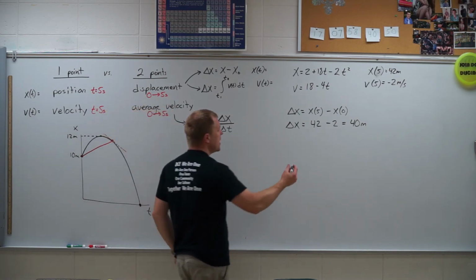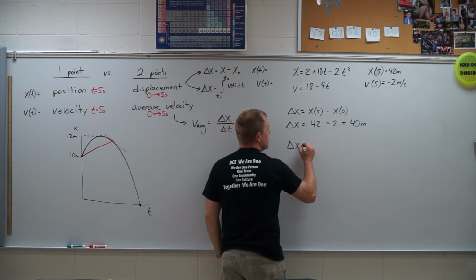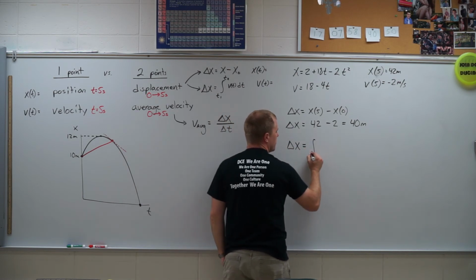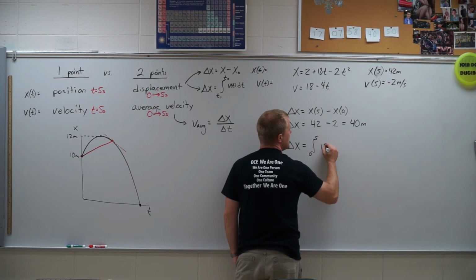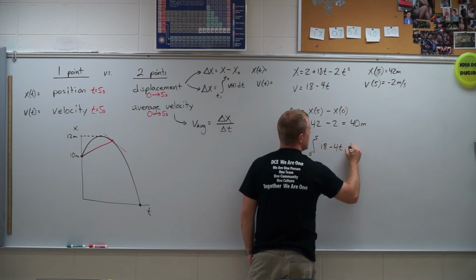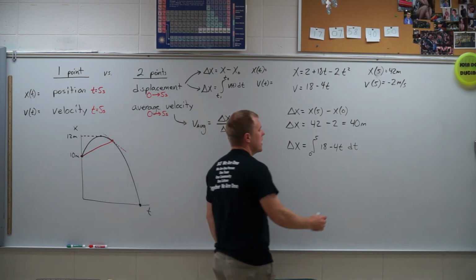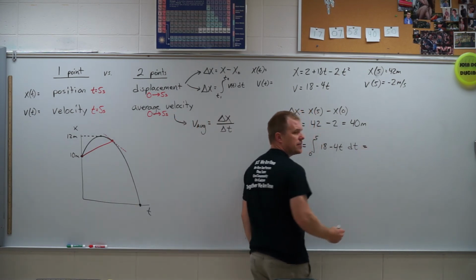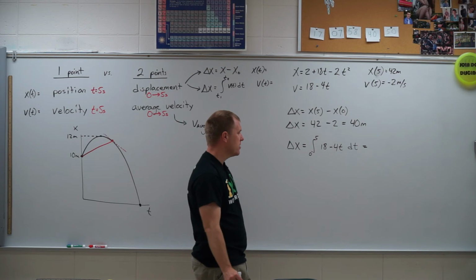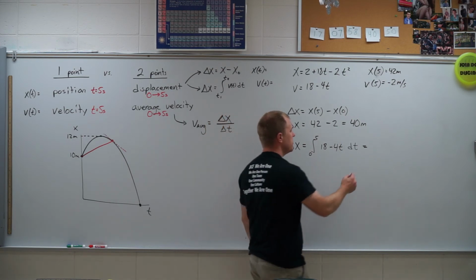The second way is to take the integral. So the integral from 0 to 5 of 18 minus 4t dt. And of course, you can just plug this in your calculator, and it will do that integral for you. That's under math, function integral, and you will get 40 as well.